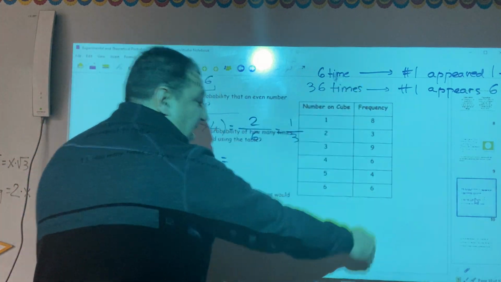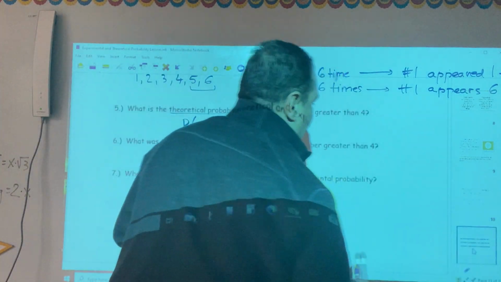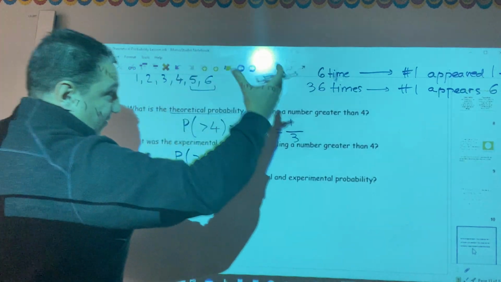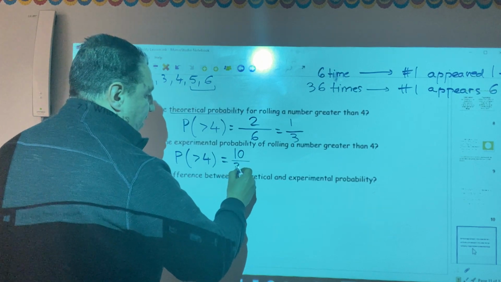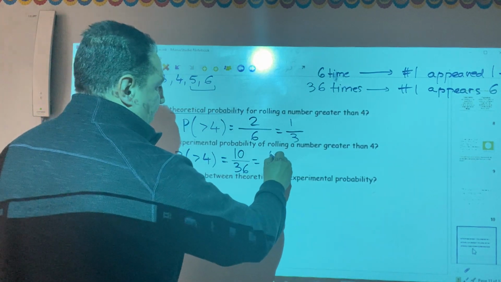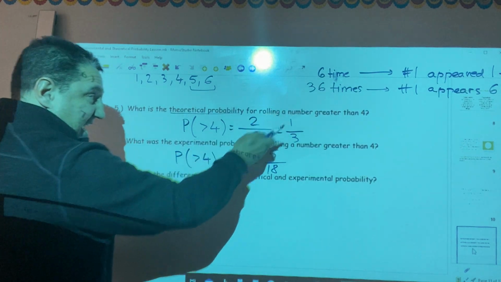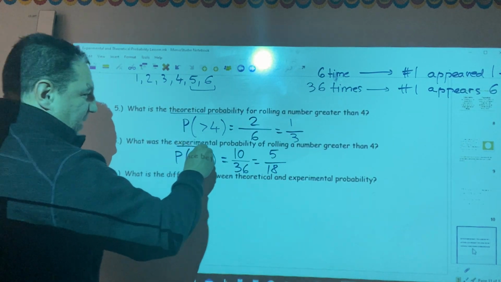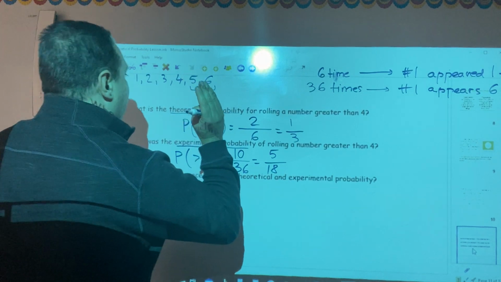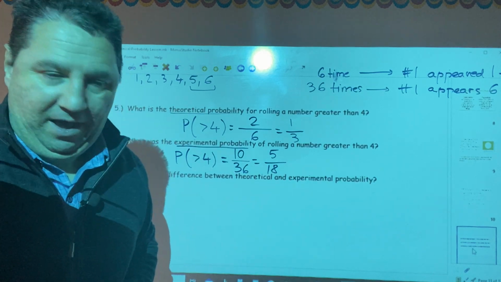But the total number of trials was 36, right? So, we should have here 10, which is the total number of favorable trials, over 36. Now, if we simplify this fraction, of course, you'll get 5 over 18. Yes? As we can see again, the theoretical probability and experimental probability are different. This is what we should expect to happen, but this probability is what actually happens.